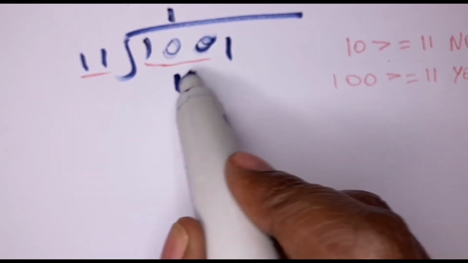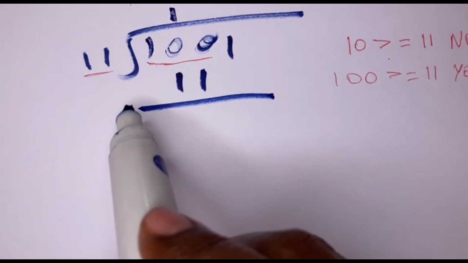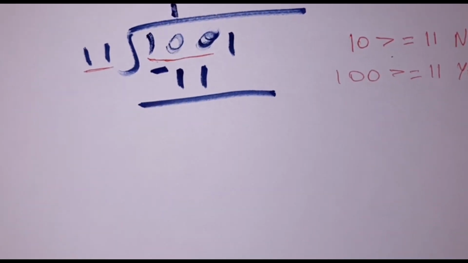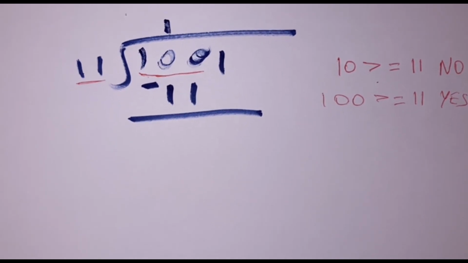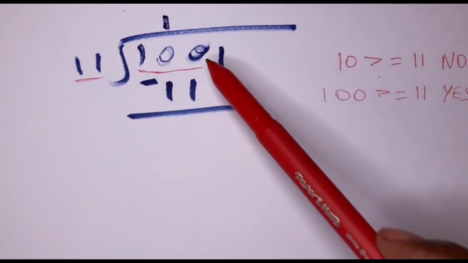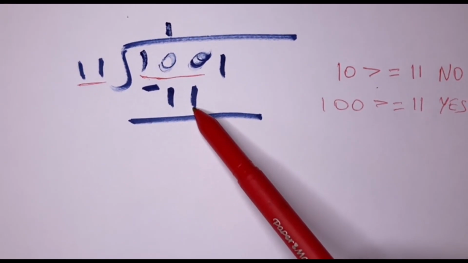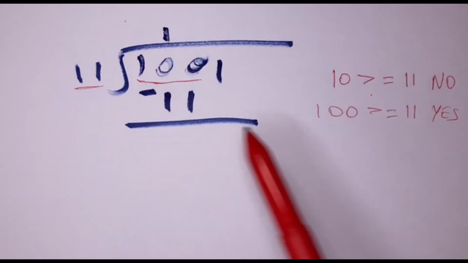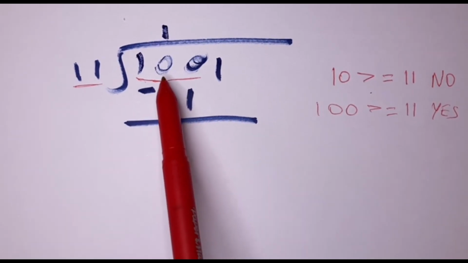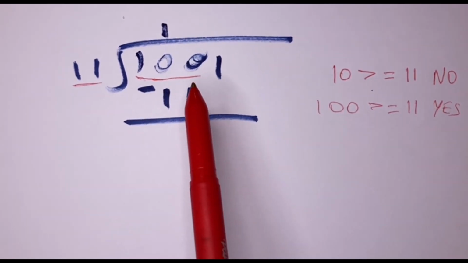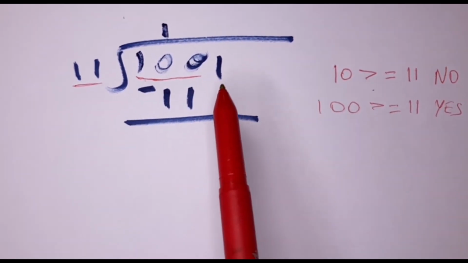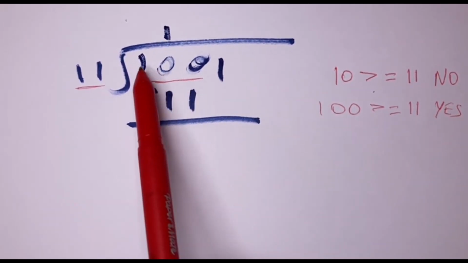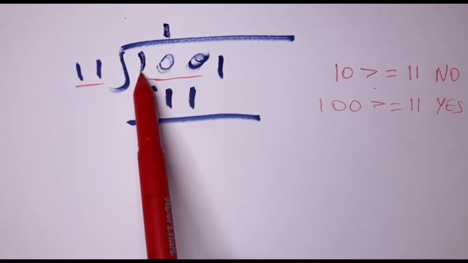Then you put 1, 1 here. Then subtract. We subtract as in the ordinary situation. So 0 minus 1, we cannot subtract because 0 is less than 1, so we have to borrow from the next number. But the next number is also 0, so we cannot borrow. So we will move to the next one, which is 1.